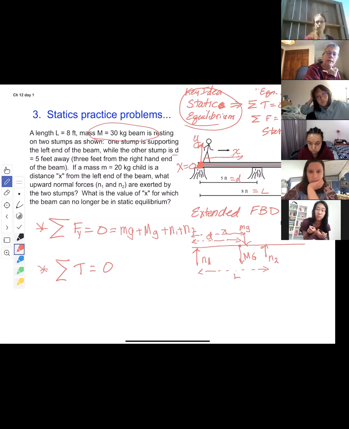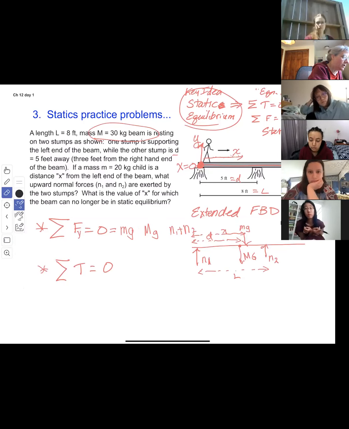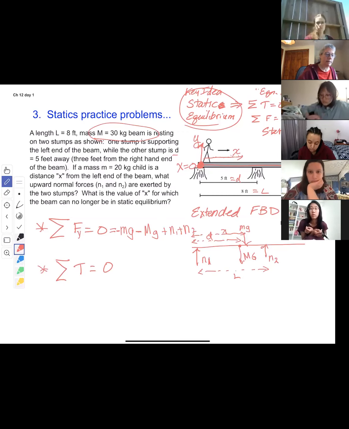Well, I guess the normal forces are pushing things back up. So okay, good. I was just checking to make sure you're really paying attention. Yeah, so it'd be minus for the gravitational forces and plus for the normal forces. Okay, and just noting, we have enough information: we've got the mass of the beam and we've got the mass of the child. So these are two things we know, but we don't know the normal forces. Those are two things we don't know.